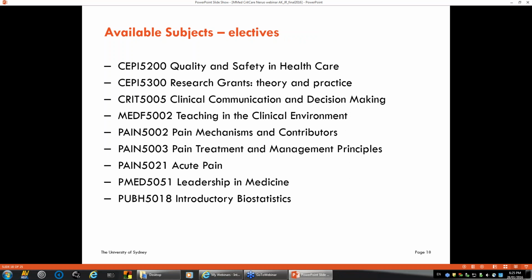There are a number of electives that are available through this course as well to provide a broader range of subject matter and to try and allow students to examine ideas and concepts that expand beyond purely just their clinical work. So we see here a number of overlapping subjects with the critical care course, the pain subjects, the leadership, biostatistics, and clinical communication and quality and safety subjects. These are all available as electives in this course structure as well.